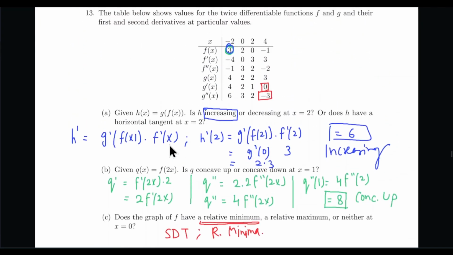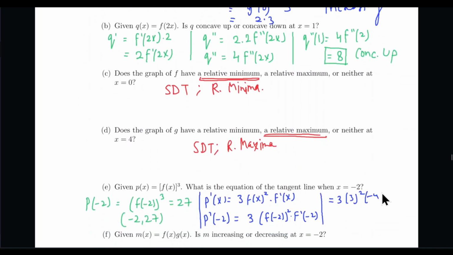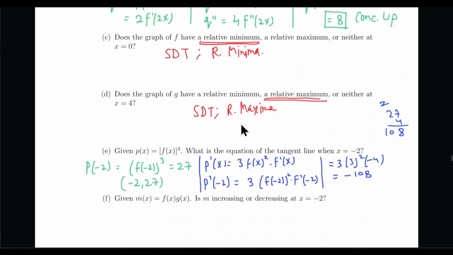So this will be 3 squared. And f prime of negative 2 is? F prime of negative 2 is right here. This is negative 2, this is f prime. So this is negative 4. 3 times 3 is 9. 9 times 3 is 27. 27 times 4 is, I think, 81, right? 7 times 4 was 28, carry 2. Sorry, 108. Yeah, 108, negative 108. So this is the slope and we need to find the equation.